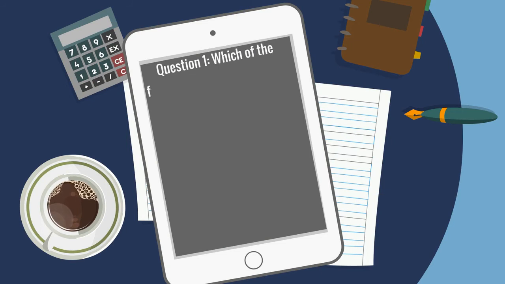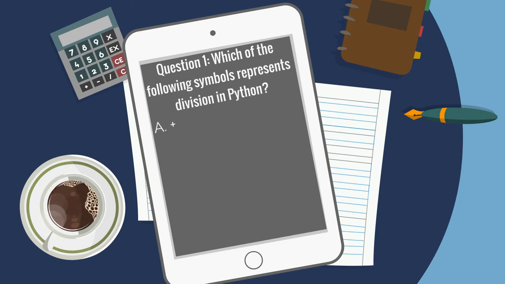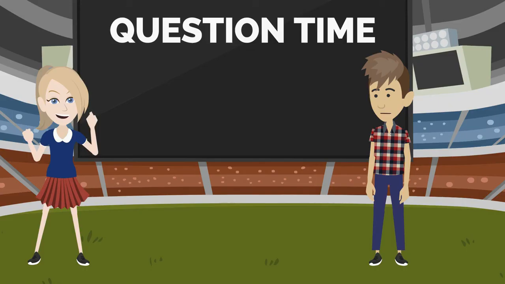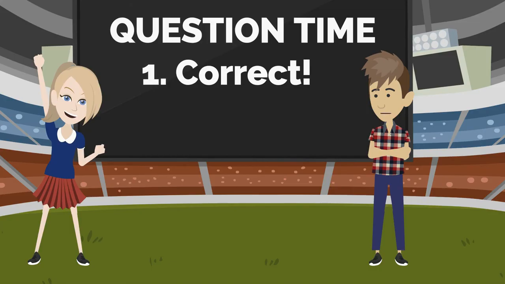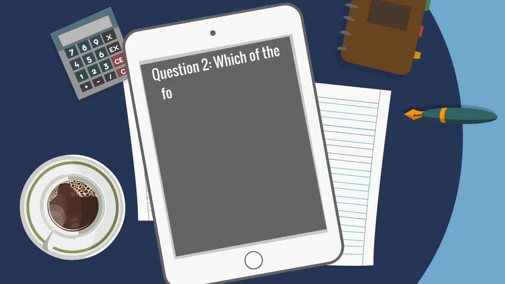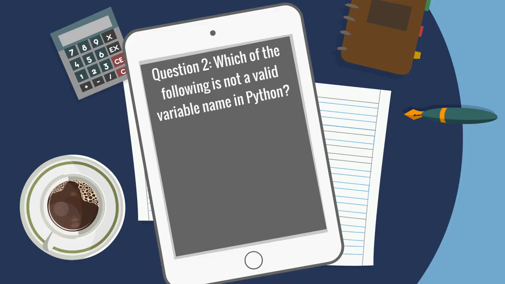Which of the following symbols represents division in Python? A, plus sign, B, asterisk, C, hyphen, D, backslash, E, underscore. The answer is D, backslash. That's correct. Question 2. Which of the following is not a valid variable name in Python?